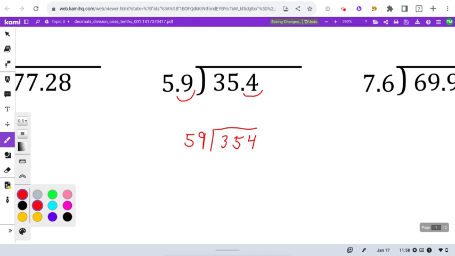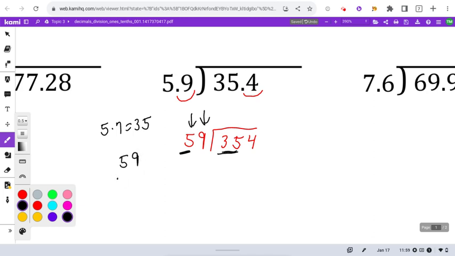Now we need to use our estimation skills. So I'm going to look at the 5 here. I'm going to look at that 35. That works out pretty nicely because you should know 5 times 7 is 35. However, let's test this out because remember, it's not just the 5. There's a 9 after it. It won't always work out, but let's see.